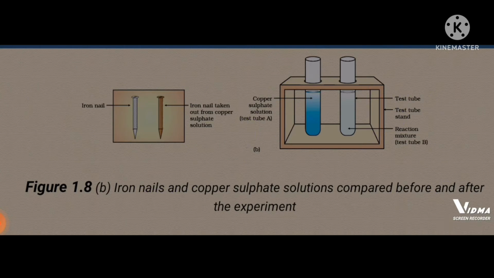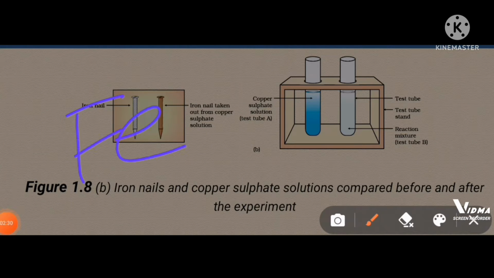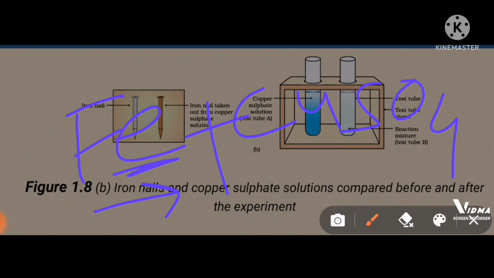Here see iron, Fe, plus copper sulfate, CuSO4. When iron reacts with copper sulfate, what will form? Which one is more reactive out of iron and copper? As we know, in the reactivity series iron is placed above copper. So iron is more reactive, and iron will take the place of copper. It will form iron sulfate plus copper. Because copper is less reactive, iron displaces copper from its solution, copper sulfate. So iron sulfate plus copper.